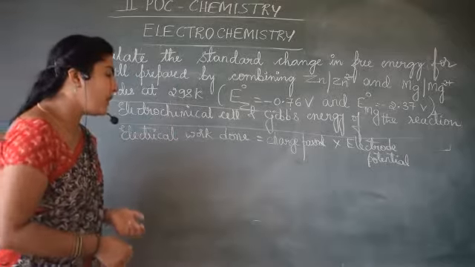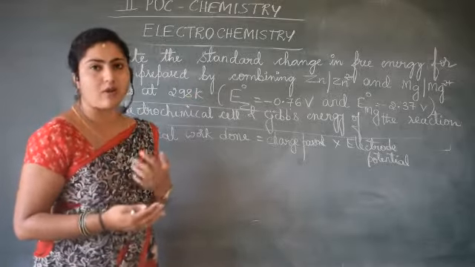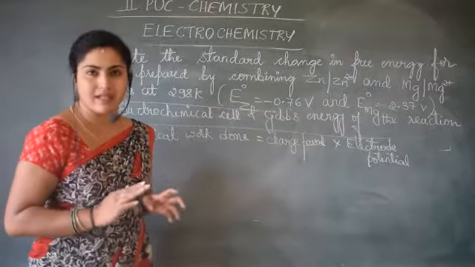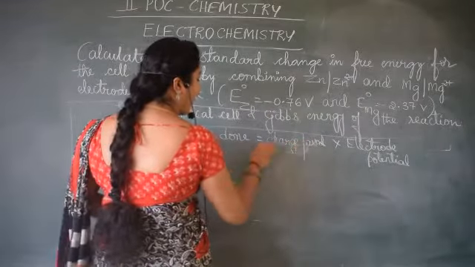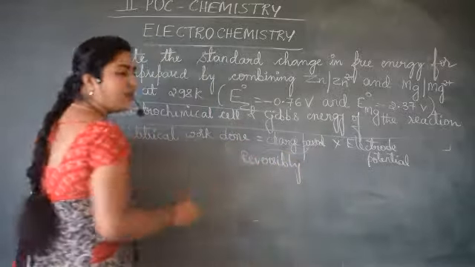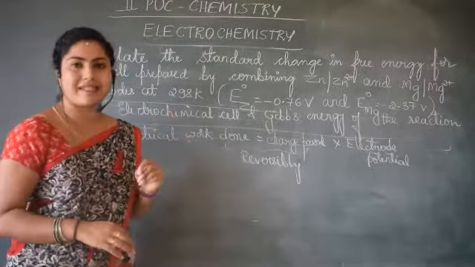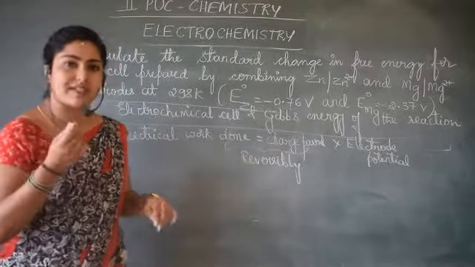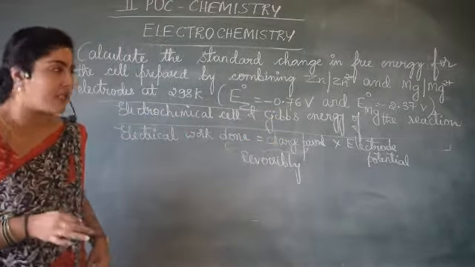Now if we have to get maximum work from a galvanic cell or a voltaic cell, then charge must be passed reversibly. So what has to be done? Charge has to be passed reversibly so that we get maximum work done there. Now when we speak about an electrochemical cell and Gibbs energy, what happens if charge is passed reversibly? Then Gibbs energy becomes negative.